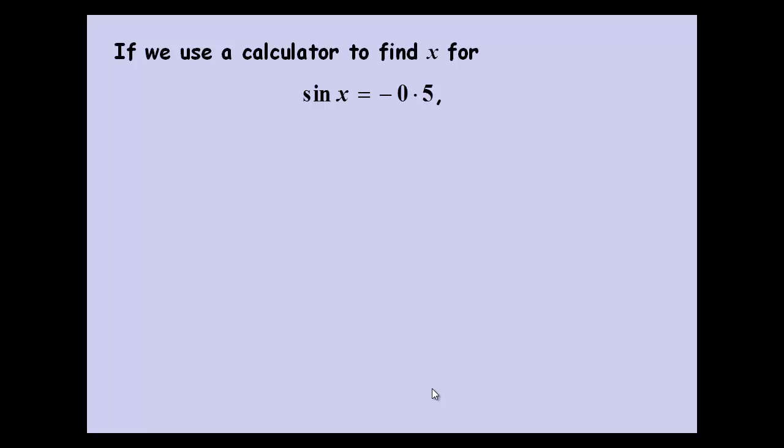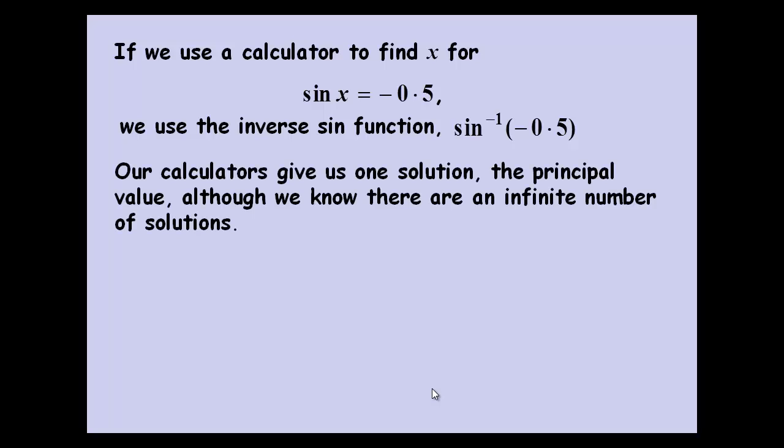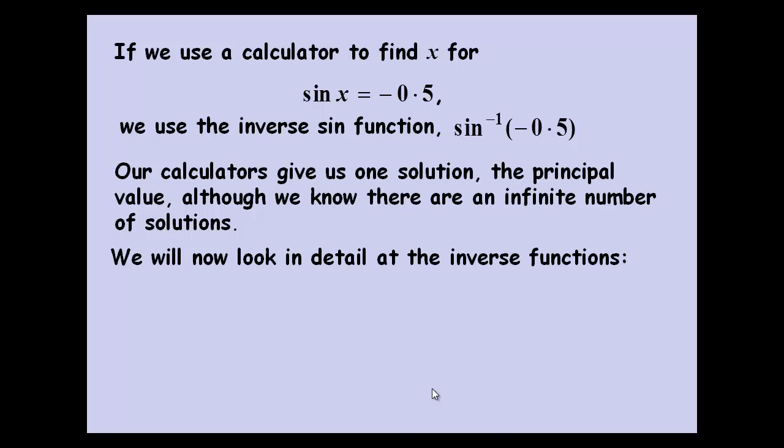We already know what we mean by inverse trig functions. We've used them a lot for a number of years. If we want to find the x when sine x equals minus 0.5, we simply use the inverse sine function, sine minus 1 of minus 0.5. We get one solution. There's actually an infinite number of solutions. We get the principal value. And hopefully you're familiar with this.